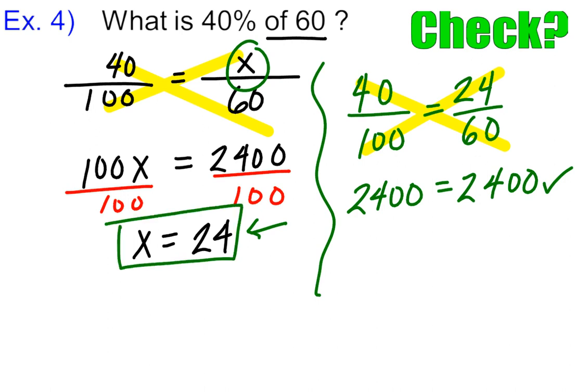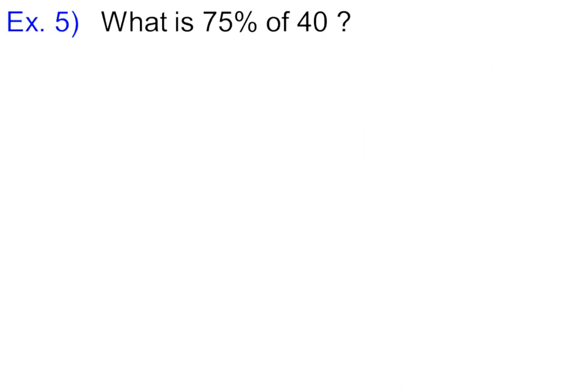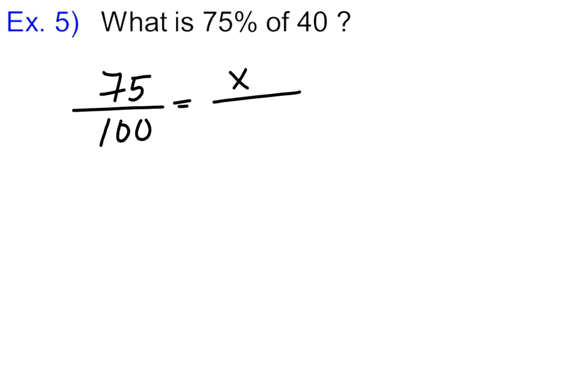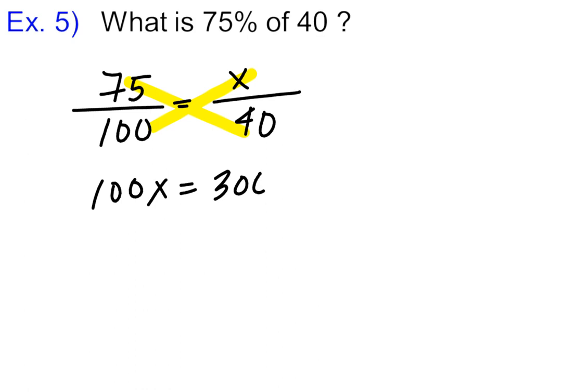We're going to try it again in example number 5. What is 75% of 40? So once again, I'm going to set it up. 75% is, we don't know, but we know it's of 40. So what we're going to do once again is we are going to cross multiply, and when I do that, I get 100x equals, and 75 times 40 on my calculator is 3,000.